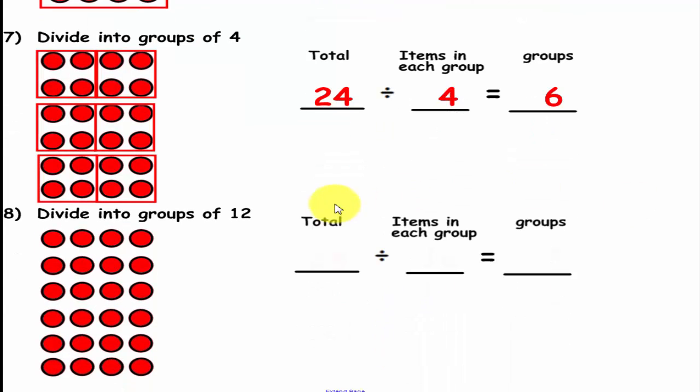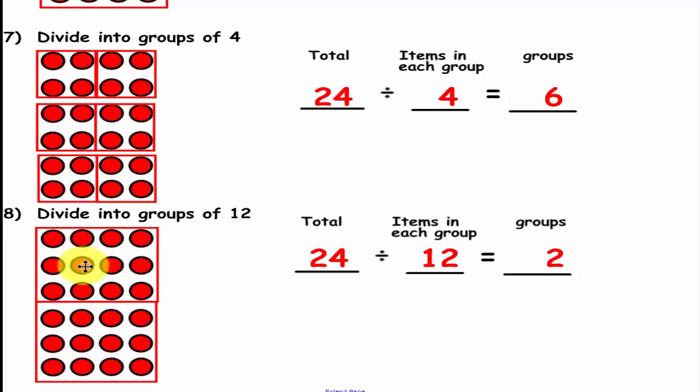Okay, let's look at the last one. This is 24 of these, and we're going to divide it into groups of 12, or 12 in each group. Let's look at the total number. We said there were 24. Here's 24 divided by 12. So 12 goes into 24 2 times. So let's look and see what this picture looks like. Here's 12 and 12. So 24 divided by 12 is 2, because there's 12 in each group. Or 24 divided by 2 is 12. Or 2 times 12 is 24.